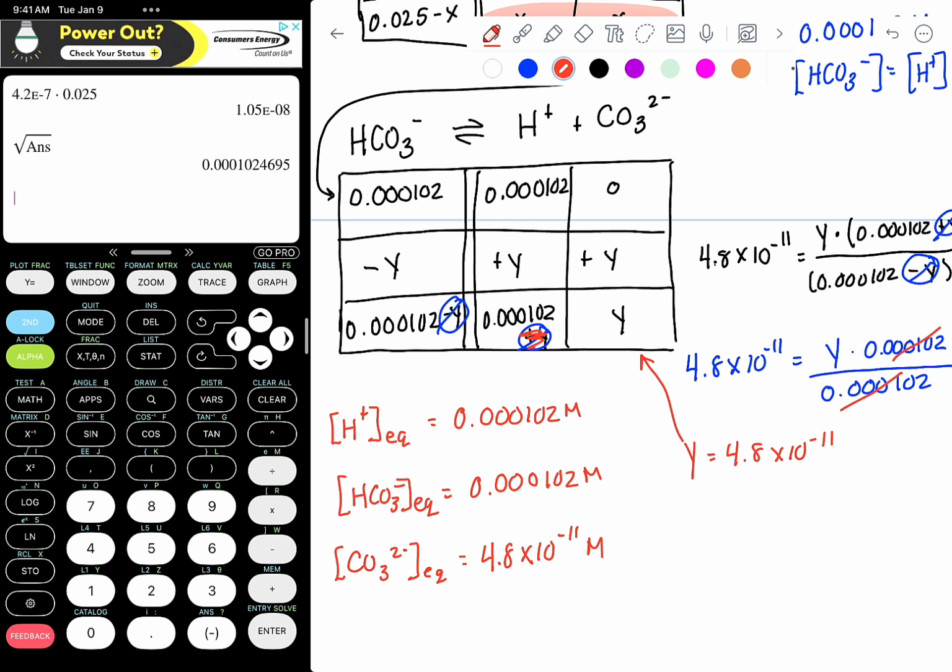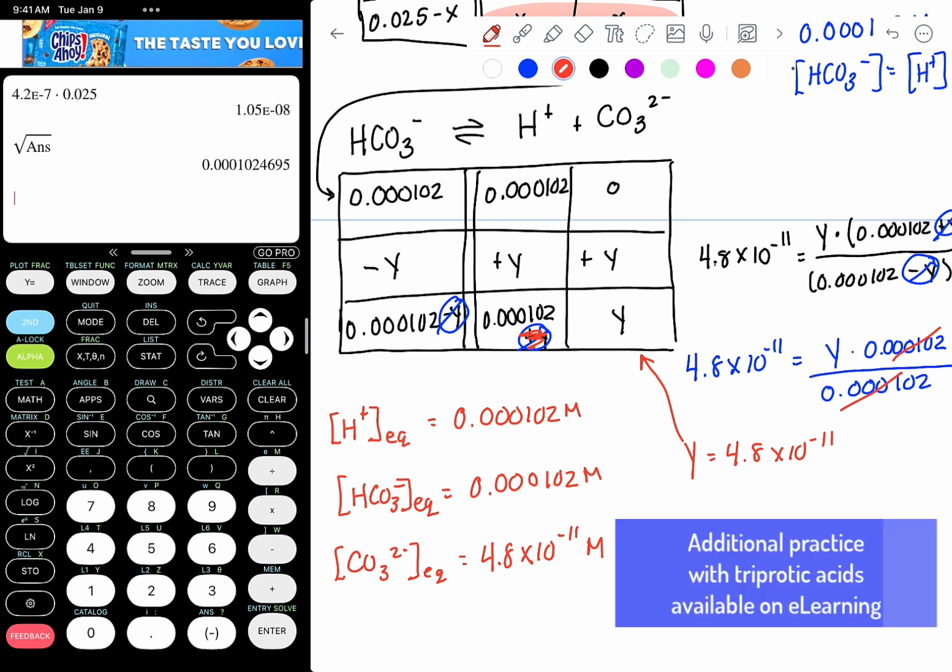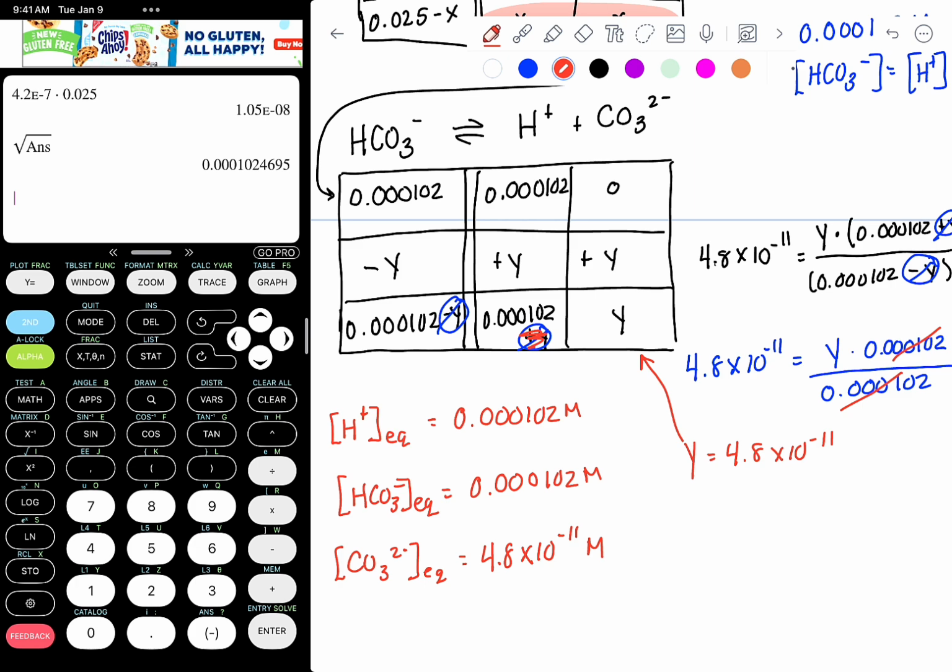So you're going to start seeing a pattern with these types of problems, especially with the diprotics. Triprotics are a little bit different. I have another video available on e-learning that goes through a triprotic acid. It goes through phosphoric acid. I give you a practice worksheet and we can do the first problem together, and then you have another problem after that that you can try independently. I strongly encourage you to go through that video. It's not for any points. You don't have to do that worksheet if you don't want to, but if you want some extra practice with these problems, feel free to do that one.